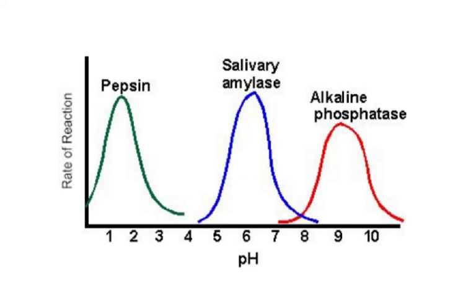Now you can see here how the different enzymes, pepsin, salivary amylase, and alkaline phosphatase, all are working at different pH. This is working at 1.5, salivary amylase is working at 6, and alkaline phosphatase is working at 9. So different enzymes work at different optimum pH, and the rate of reaction for them is the fastest at different pH. Here is the pH range, and here you can see all these different enzymes working.